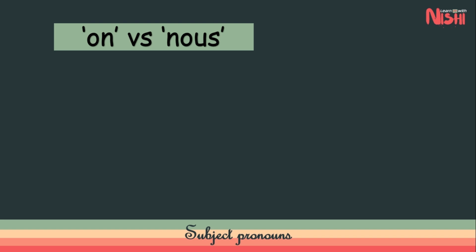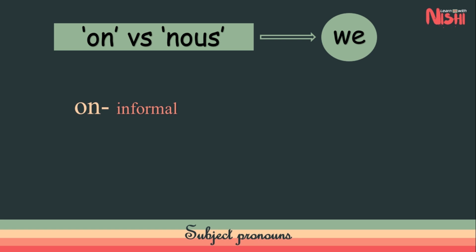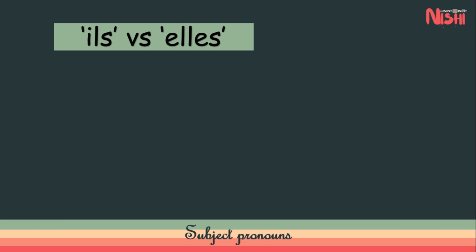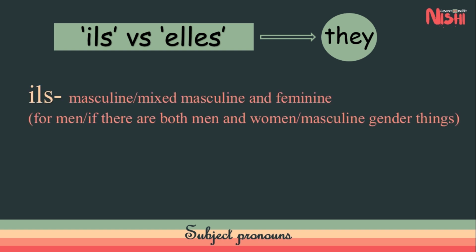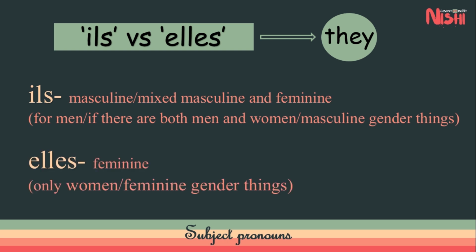Next, on and nous. Both mean we. On is used informally and nous is used formally. Il and elle both mean they. Suppose there is a group of boys, or there are both boys and girls, or there are masculine gender things, we use ils. As we know, all nouns in French are either masculine or feminine, so ils is used if there are masculine gender things, and elles if there is a group of girls, or if there are feminine gender things.